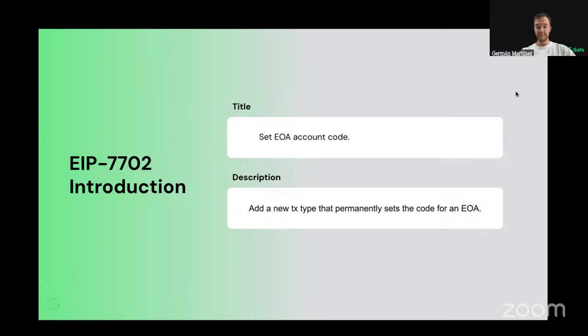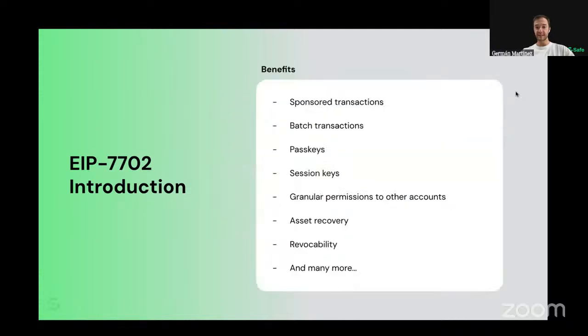This makes externally owned accounts have all the benefits, or most of the benefits, that smart accounts have. So let's check some of them. One of the most important ones is sponsored transactions, meaning that paymasters can pay for the transaction fees of these accounts. This is especially useful when onboarding new chains and you don't have the native token, for example, but also for any transaction. Also very relevant are batch transactions, allowing you to send multiple transactions with just one signature.